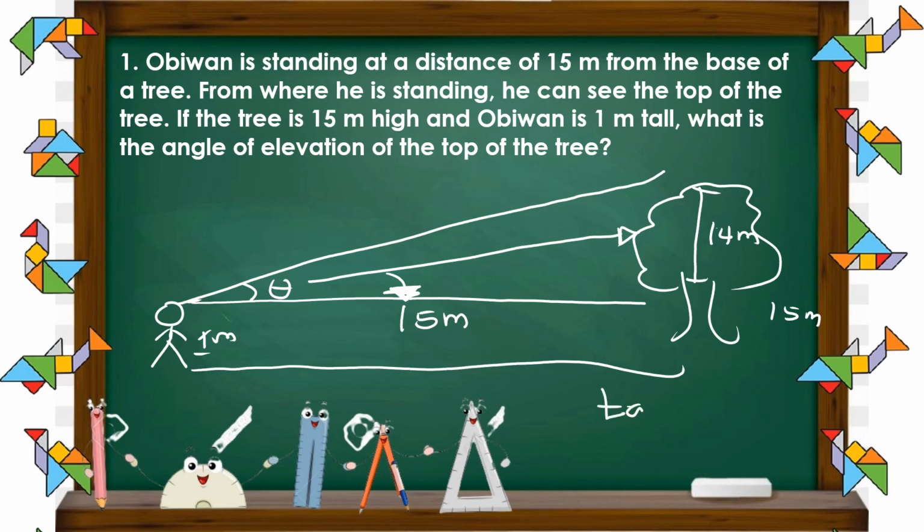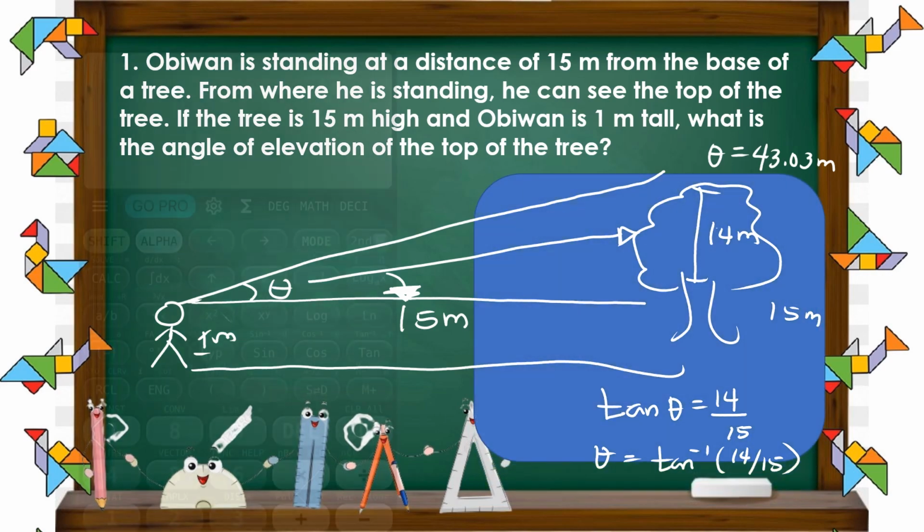So, we're going to use tangent. Tangent theta, the opposite is 14 and the adjacent side is 15. To find your angle theta, we're going to have the inverse tangent of 14 over 15. So, we're going to use your calculators. Inverse of tangent, 14 over 15, and we're going to have 43.03 as our angle theta. So, theta is 43.03 degrees.